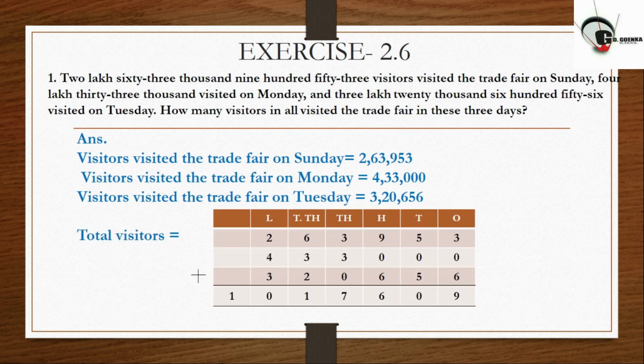So let us see. Total visitors is equal to, we need to make a column like this and write down all the information given here in the column, and then we need to add all three of these numbers, and we have got the answer as 10,17,609. And I hope you all know how to add.